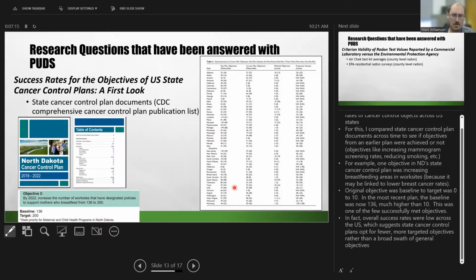Here's all the states. Many states, in fact, I couldn't even get clear success rates compared between the two. So overall, success rates of cancer control objectives in the US were low, which suggests state cancer control plans might want to opt for fewer, more targeted objectives rather than a broad swathe of general objectives. So this is an example of not using strictly a table of data or another data set like that, but taking information that's generated that has data in it and extracting it out and compiling it yourself. That's another way of looking at using public data.